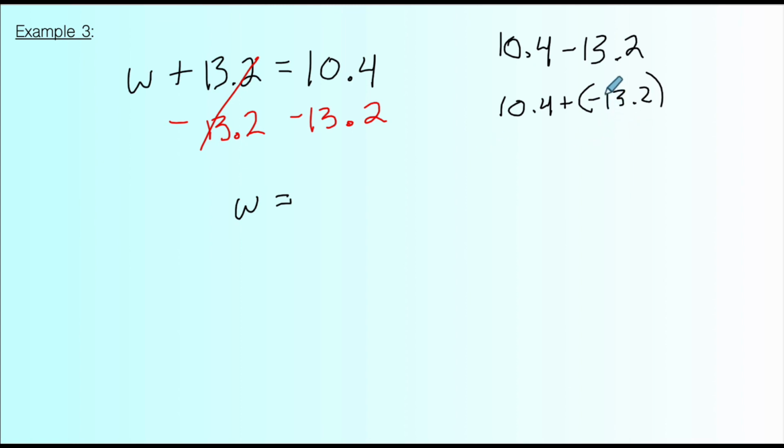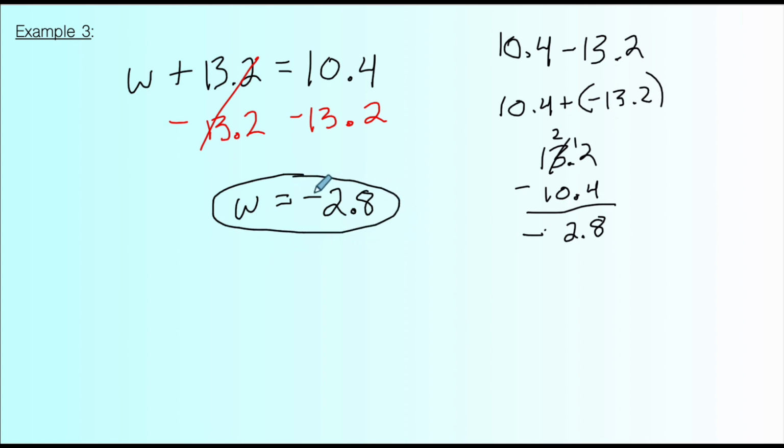So now for this addition problem, I'm adding one negative and one positive. When you have one of each, you just find the difference between the two. And then you keep the sign of whichever number has a larger absolute value. So 13.2 is bigger than 10.4. So I know my final answer is going to be negative because this is negative. So there's like more negatives than positives. So let's subtract here and we get 2 and 8/10. So the final answer here should be negative 2 and 8/10. W is equal to negative 2 and 8/10.